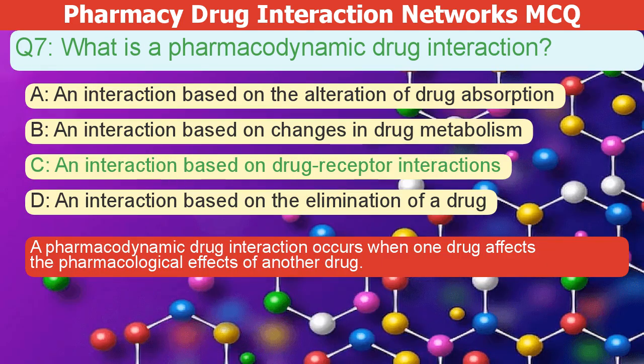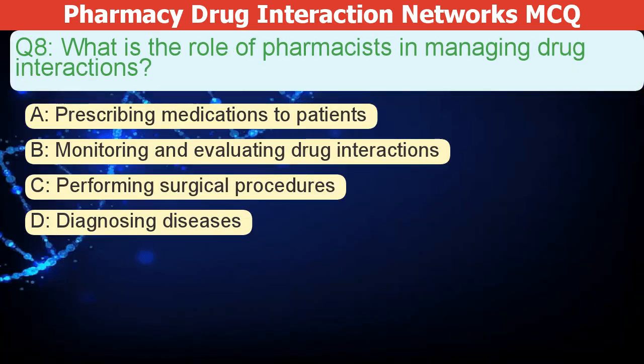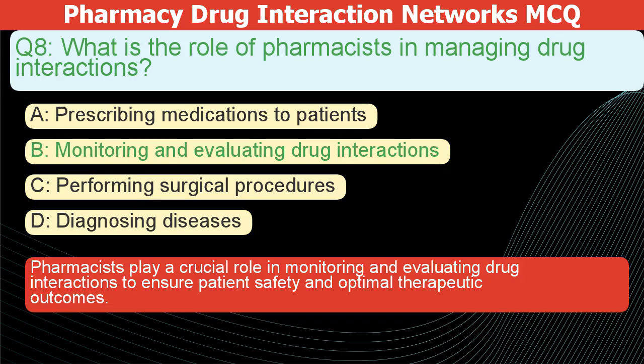A pharmacodynamic drug interaction occurs when one drug affects the pharmacological effects of another drug. What is the role of pharmacists in managing drug interactions? A. Prescribing medications to patients. B. Monitoring and evaluating drug interactions. C. Performing surgical procedures. D. Diagnosing diseases. The correct answer is B.